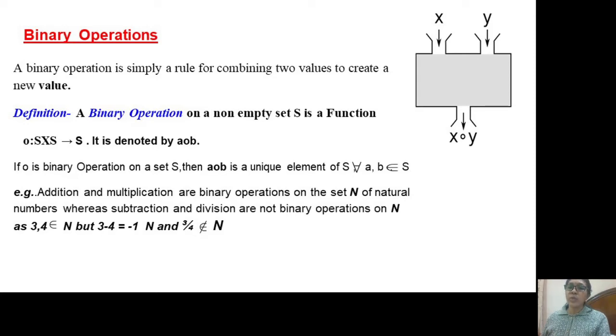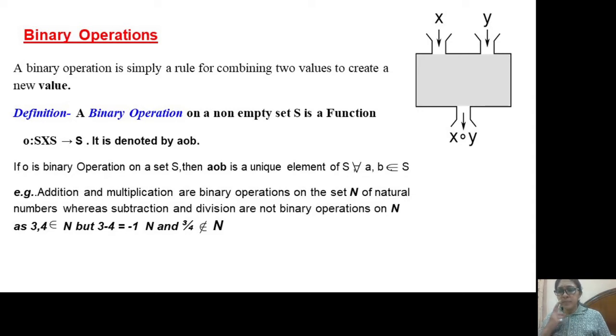That is, you have two values x and y. You operate on them using that operation ∘ and you get a new value x ∘ y. If this new value x ∘ y is itself in the set S, then this is a binary operation on the set S, otherwise it is not. So ∘ will be a binary operation if a ∘ b is a unique element of S for all a and b belonging to S. For every a and b in S, a ∘ b is also a unique element of the set S. In that case, ∘ is said to be a binary operation on the set S, otherwise it is not.